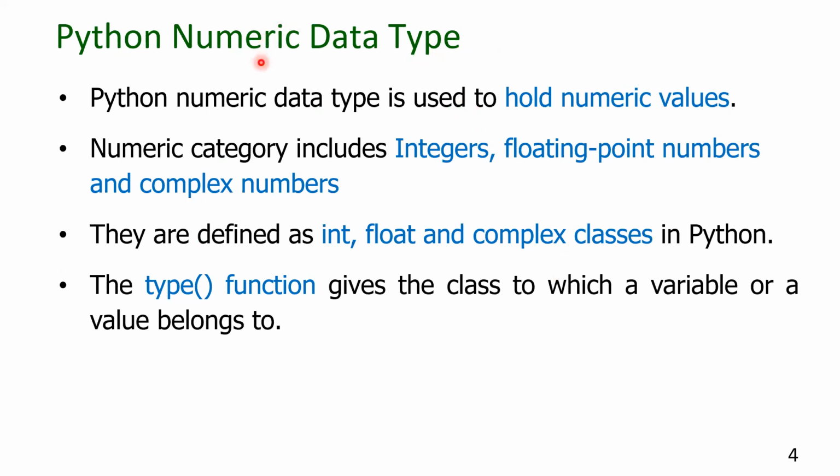Let us begin with the numeric data type. Python numeric data type is used to hold numeric values. The numeric category includes integers, floating point numbers and complex numbers. They are defined as int, float and complex classes in Python. Remember, all the data types are implemented in the form of classes in Python, and all the variables that belong to a specific data type are objects of that particular class. The type function gives the class to which a variable or a value belongs.